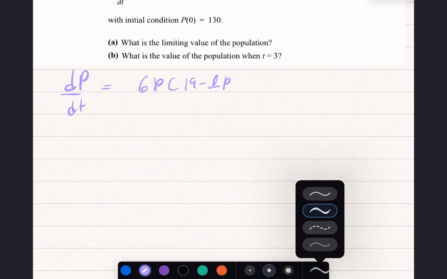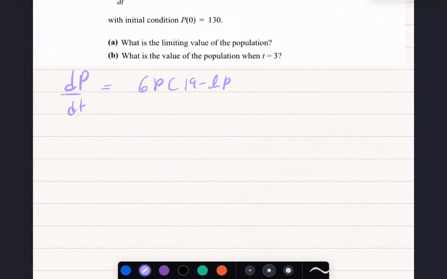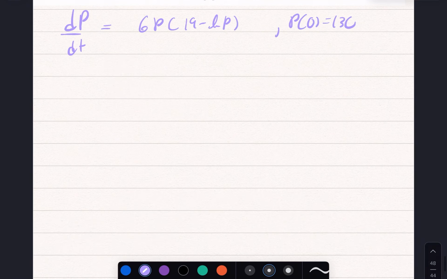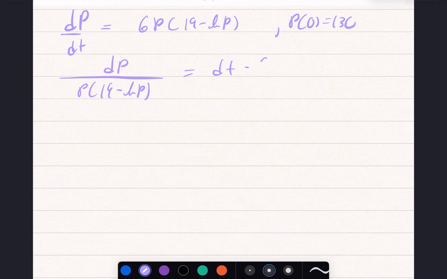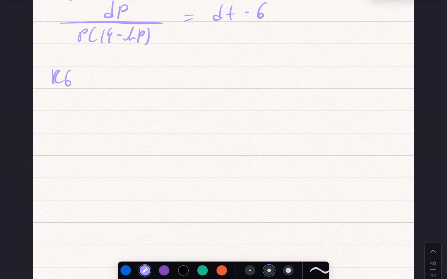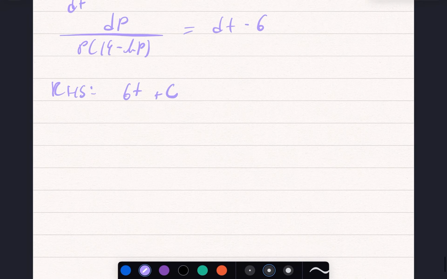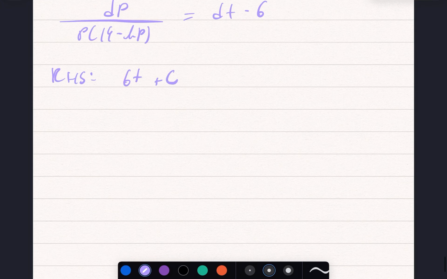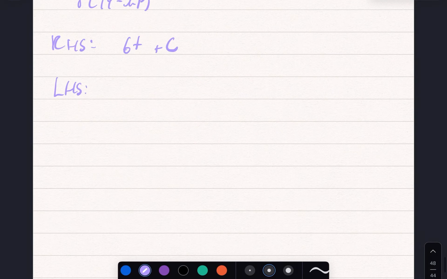That's too sick. Okay. All right. So ln p, and then the initial condition equals 130. So dp over p(19 minus ln p) equals dt times 6. The right hand side equals 6 dt plus c, right? Because c just absorbs the 6.